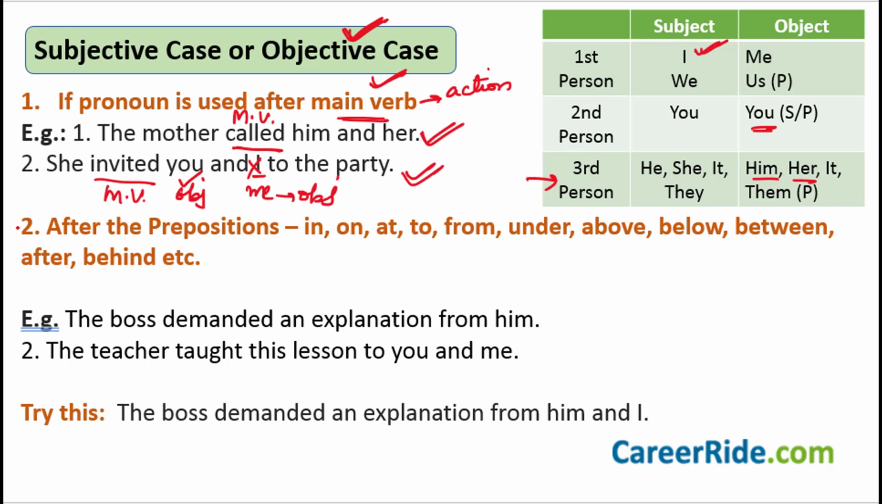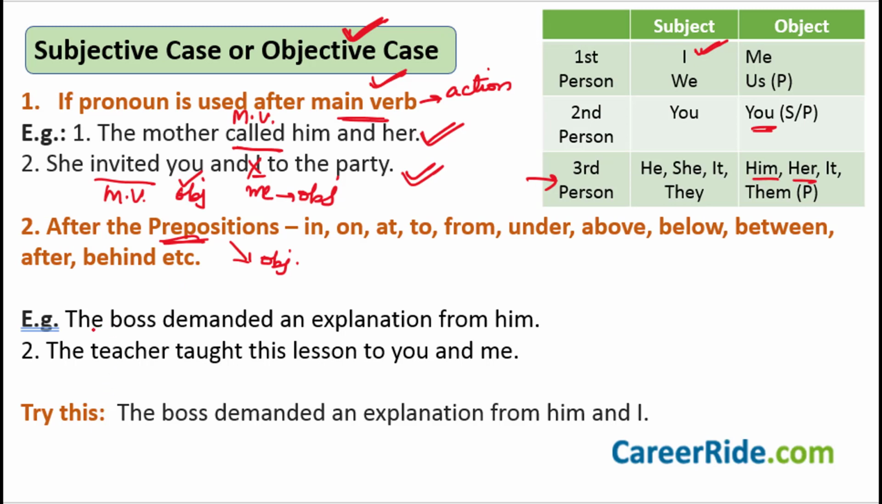See the second rule here. The second rule tells you that after the prepositions. So what are prepositions? Prepositions we know are words like in, on, at, to, from, under, right? These types of words tell the position of something with respect to something else, right? So whenever you have the pronouns after the prepositions, they should be objective case, right?